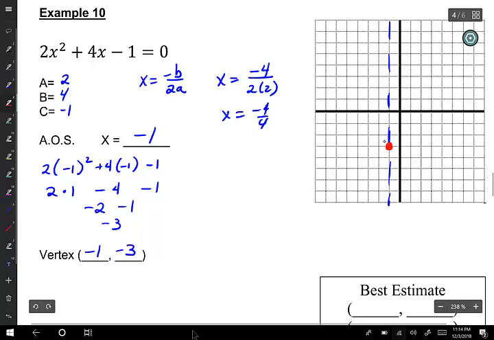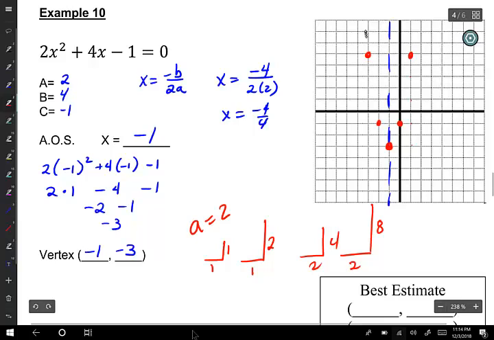The pattern on this problem has an a value of 2. So instead of going 1, 1, we're going to go 1, 2, because you're going to multiply by a. So over 1 and up 2. And then instead of going the pattern 2, 4, we're going to go over 2 and up 8. 2 times 4 is 8. So over 2 and up 8.